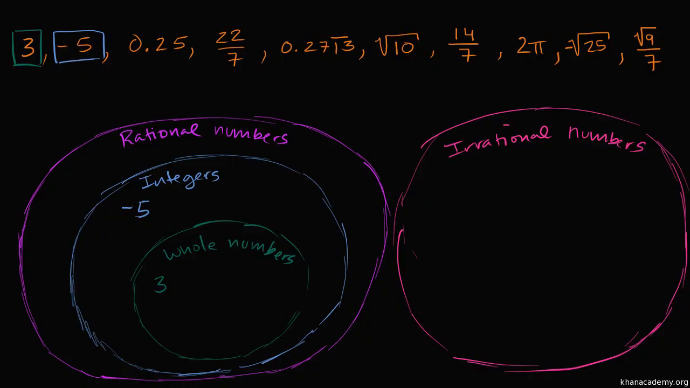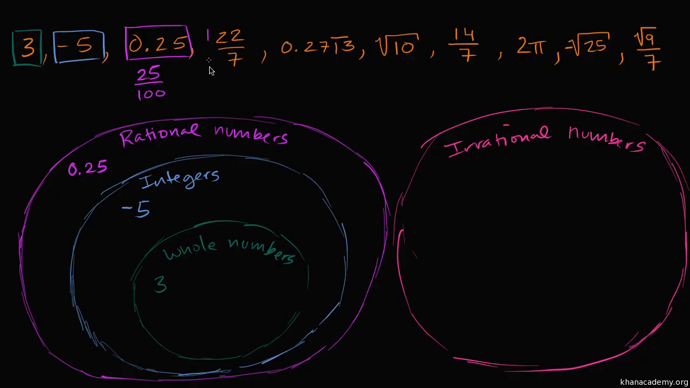Now we have 0.25. Well, this for sure can be represented as a fraction. This is 25 hundredths right over here. So we can represent that as a fraction of two integers. It's 25 hundredths. But there's no way to represent this except using a fraction of two integers. So 0.25 is a rational number, but it's not an integer and not a whole number.